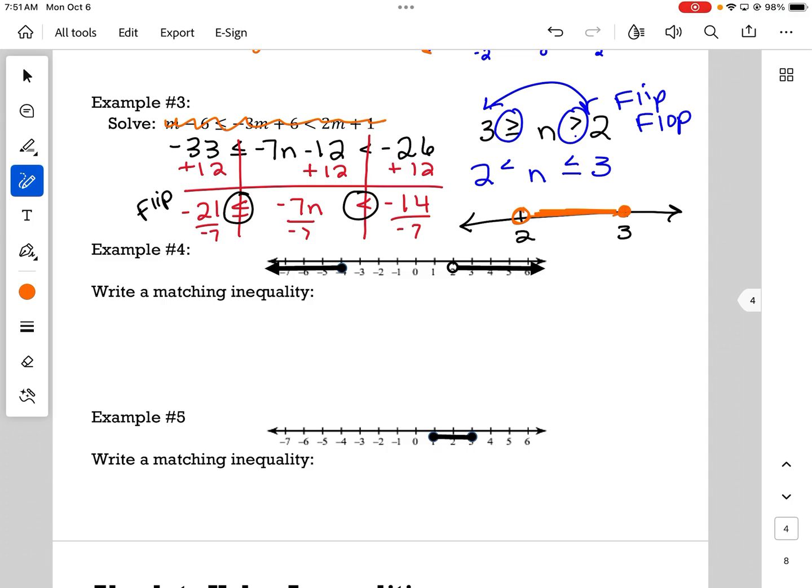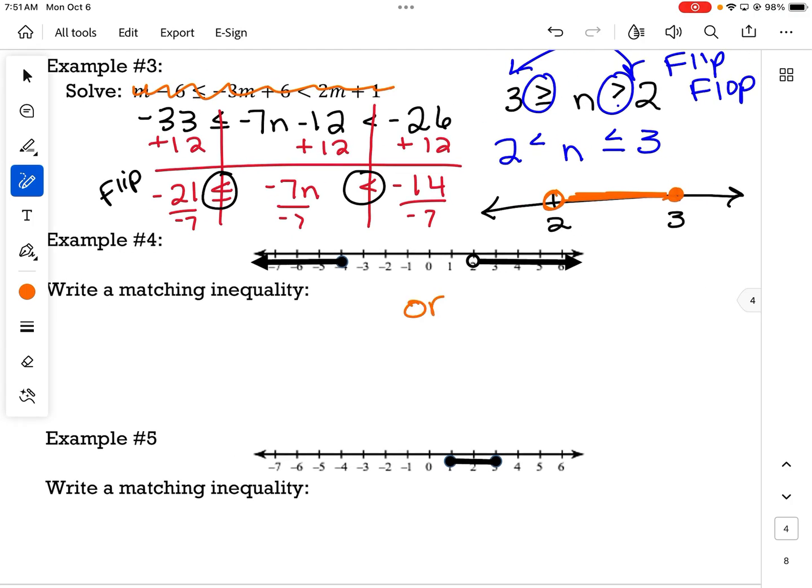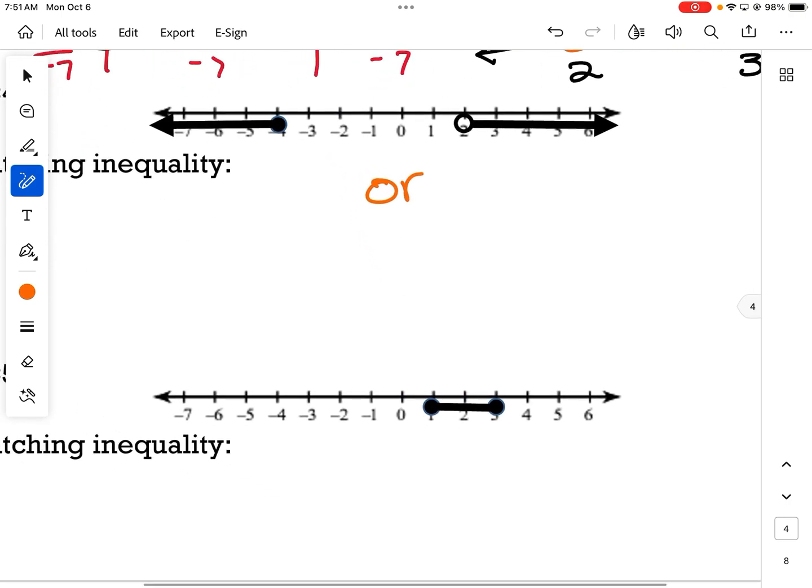All right, let's go to our inequality where we have to write the matching inequality for the graph. So because these go opposite directions, we're going to put an or between them. So x is something, what, -4? Less than or equal to, and I kind of cheat. Look at that and look at that. See how they're the same symbols? This is a closed circle, so that's why it's the or equal to. Okay, or x is greater than 2. So when they go opposite directions, we do the or.